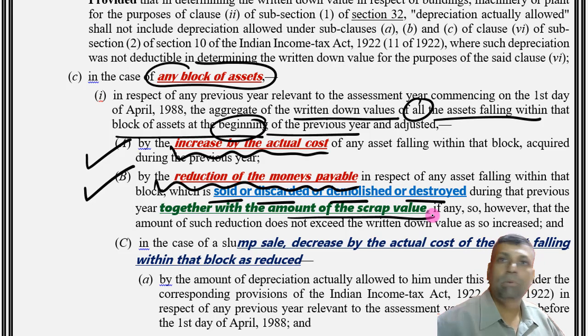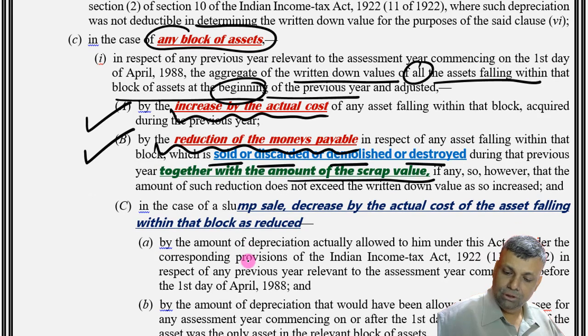So you keep on adding, you keep on subtracting. The add less, add less. You have to keep on doing that. The exceptional situation will be only when the block becomes negative or the block becomes empty. Okay, so this is the definition.